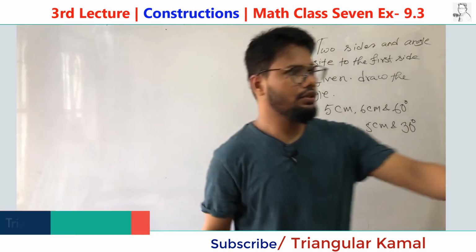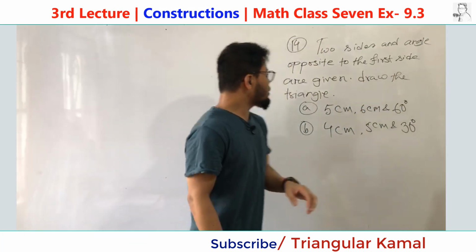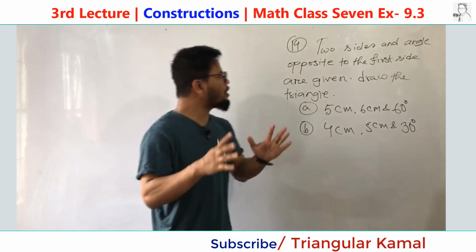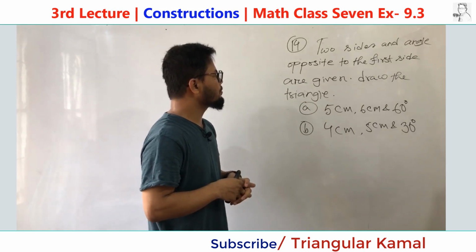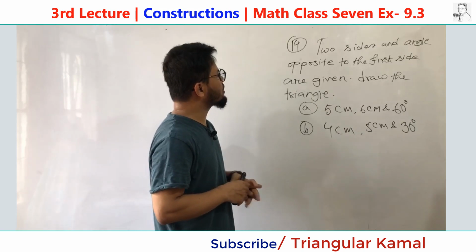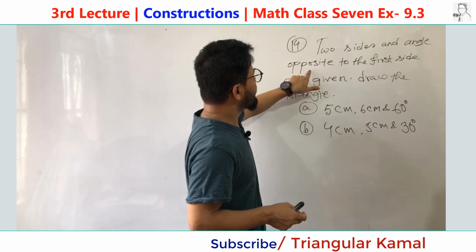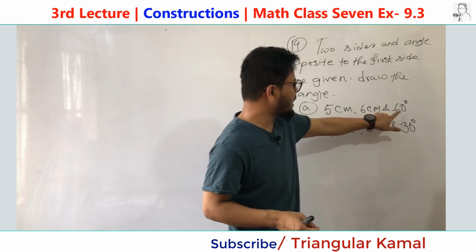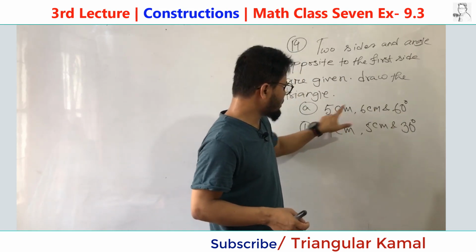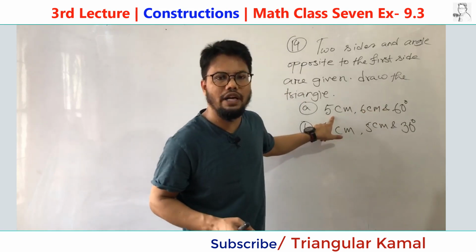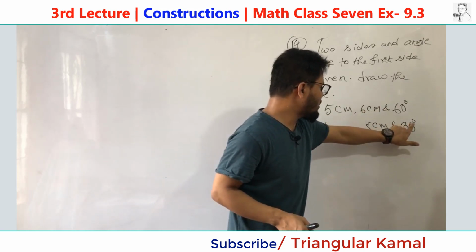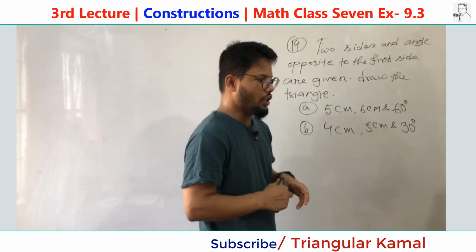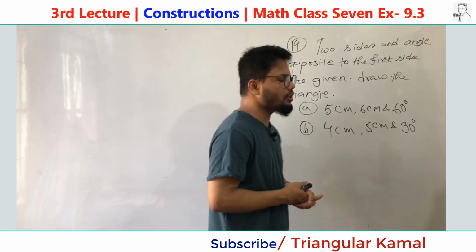Dear students, this is a little bit different from our previous classes. In our last classes the side of the greater angle was given. Here, the 2 sides and the angle opposite to the first side are given. The 60 degree angle will be placed opposite the side of 5 centimeter, and the 30 degree angle will be placed opposite the 4 centimeter side. So by using this information we have to draw the figure.